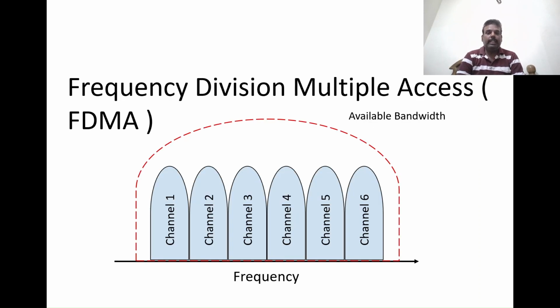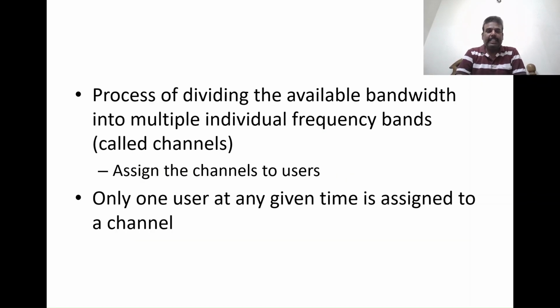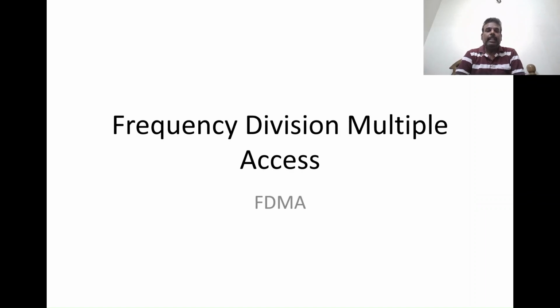Here you will see an example. This is the diagram for FDMA, that is, frequency division multiplexing. Here this is your available bandwidth. The available bandwidth is divided into a number of channels, and per channel a frequency has been assigned. A user is allowed to transmit data on the particular channel allotted. So that is frequency based division, and that is why it is called frequency division multiplexing.